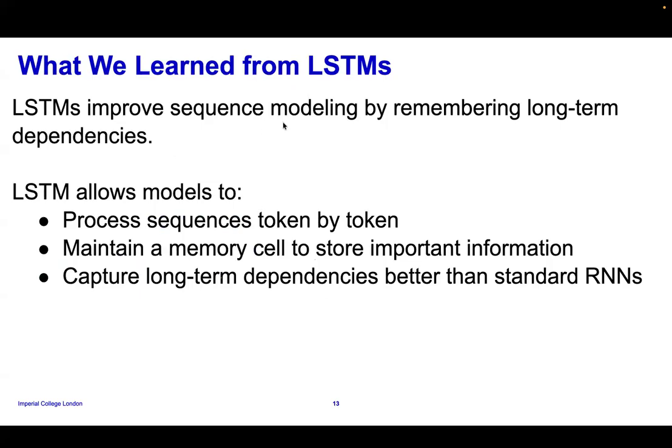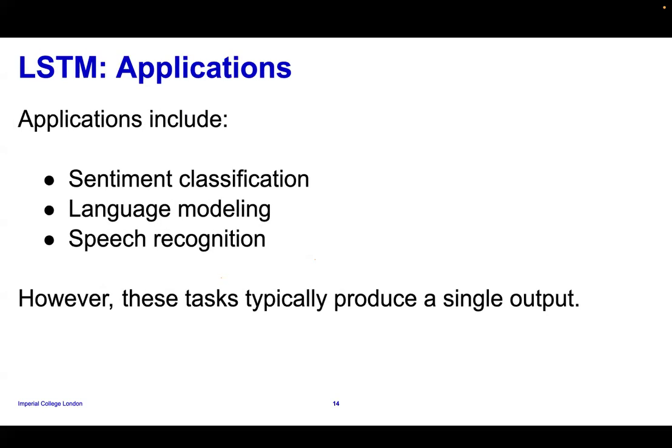So LSTM improves the sequence model by removing the long-term dependency problem, allowing the model to process a sequence token by token, maintain memory, and capture long dependencies. So LSTM still has this advantage. It solved the problem of RNN, and it also has some memory where it can remember something from the past, but still it is short. So we need a better approach.